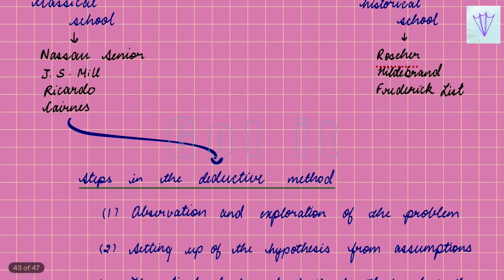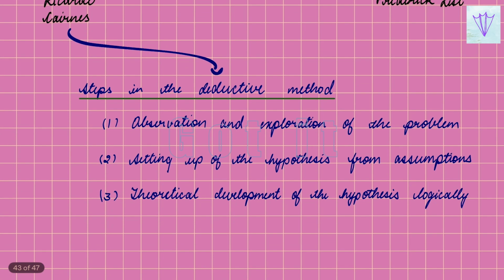So what are the steps of the deductive method? The first step is observation and exploration of the problem. At first, the economist must observe and explore the significant problem by observing the actual world. So they have to look into the actual world. And the second step is setting up of the hypothesis from assumptions.